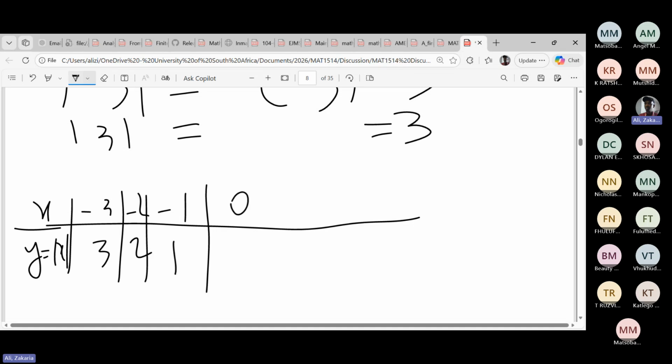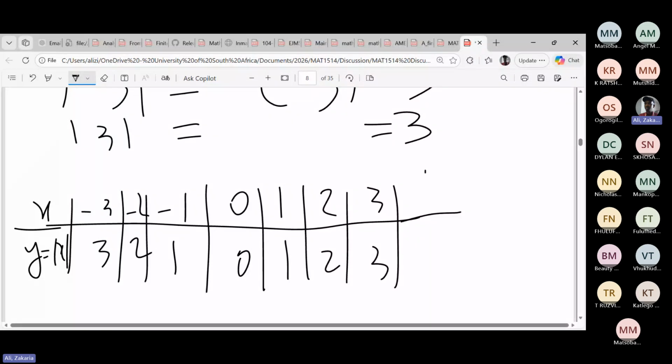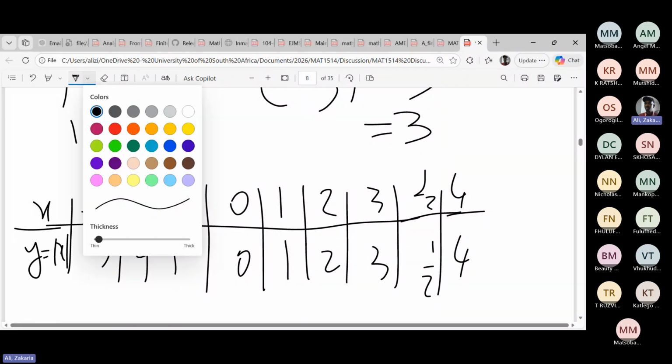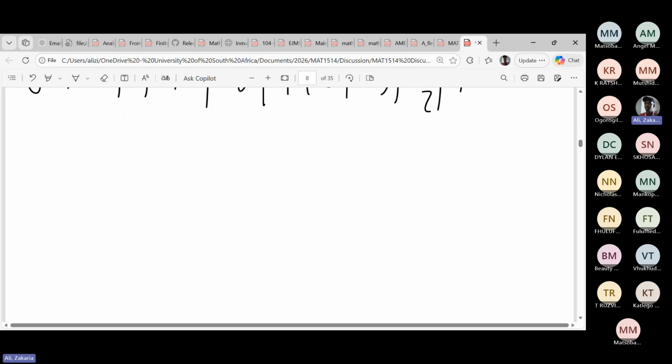For 0, I get 0. For 1, I get 1. For 2, I get 2. For 3, I get 3. For half, I get half. For 4, I get 4. So when I pop in 4, the output is 4. Input is 3, output is the same. Input is 2, output is the same. Input is 0, the same. Input is 1, the same. Input is -1, output is 1. Then this is something that I can sketch very easily.